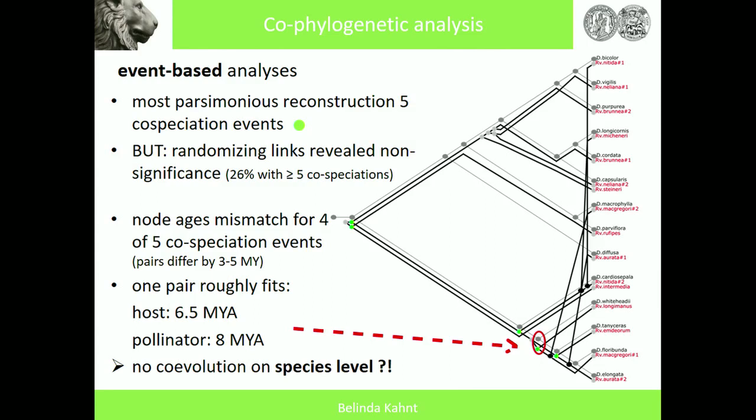Moreover, also when we compared the node ages for our plant and the bee, in four out of these five suggested co-speciation events, the node ages largely mismatched. Of course, you might say these node estimates are always associated with a large error, but it was quite much. So there was only one, which I highlighted here in red, that might be fitting, but overall, it doesn't look like we have co-speciation here based on both analyses. So this suggests there's no co-speciation, and based on that, you might infer maybe there's no coevolution on the species level.